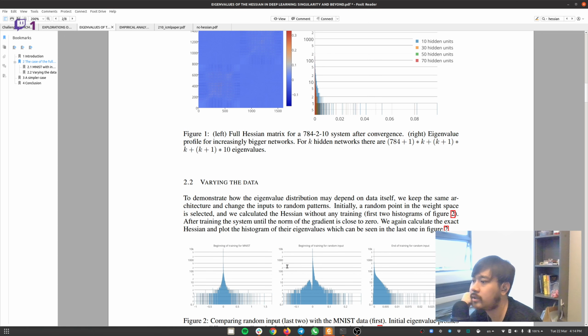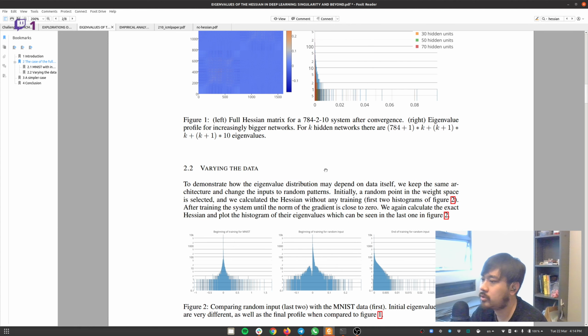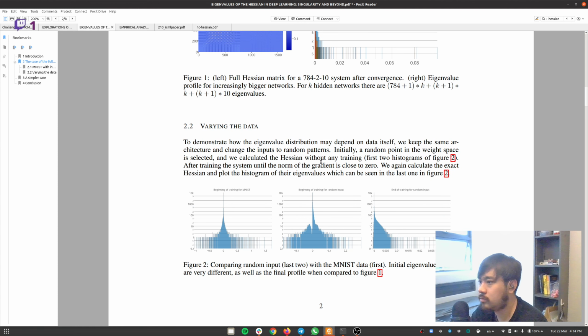To demonstrate how the eigenvalue distribution may depend on data itself, we keep the same architecture and change their input patterns to random patterns. Initially, a random point in weight space is selected and we calculate the Hessian without any training. First two histograms of figure 2. Initially, a random point in weight space is selected. So, okay. A random point.